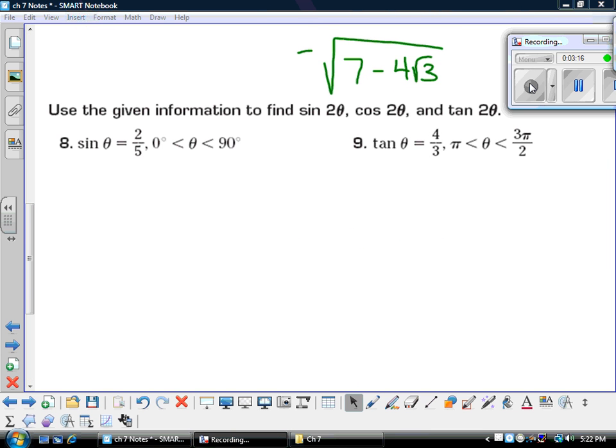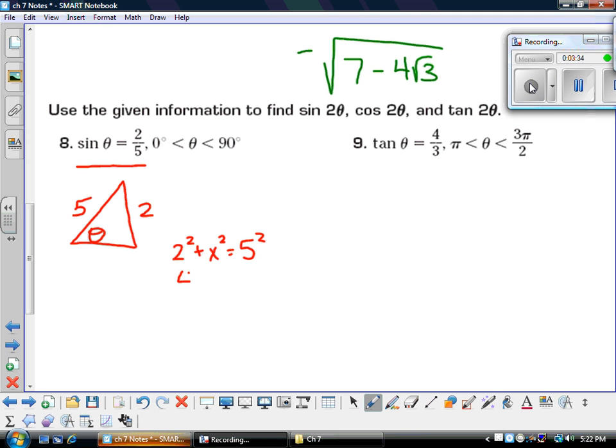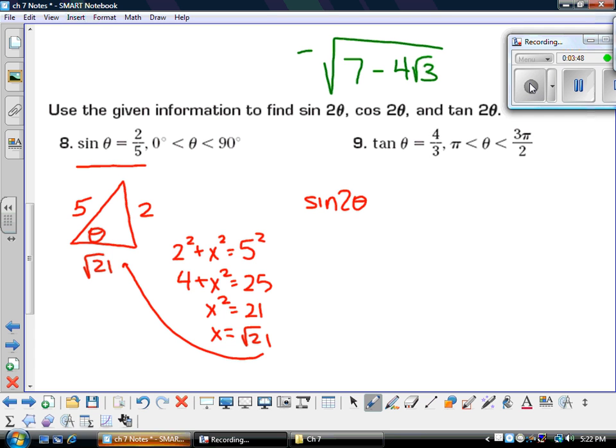Use the given information to find the sine of 2 theta, cosine of 2 theta, and tangent of 2 theta. I'm going to start by drawing a picture. Here's my theta. It has a sine of 2 over 5. Use the Pythagorean theorem to find that missing side length. And now just use the formulas to find the sine of 2 theta, the cosine of 2 theta, and the tangent of 2 theta. Sine of 2 theta is 2 times the sine times the cosine.